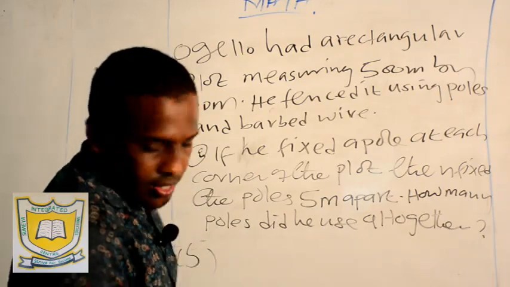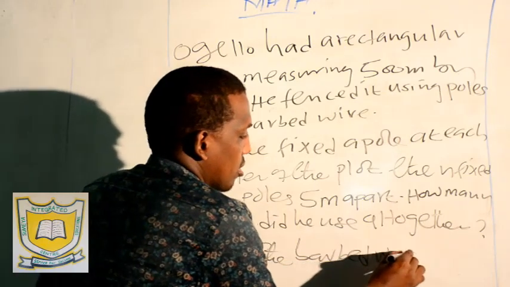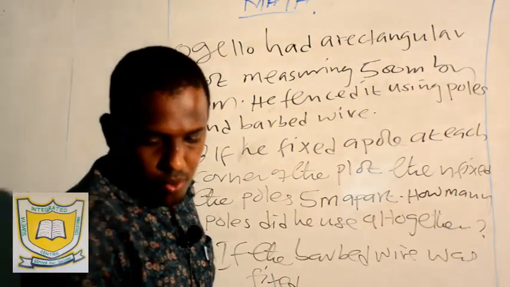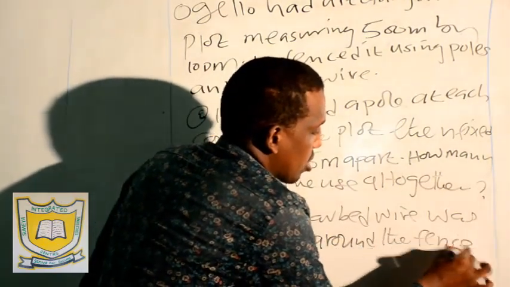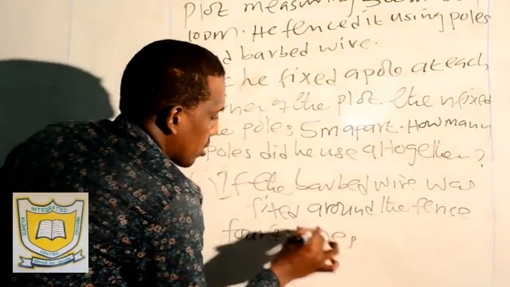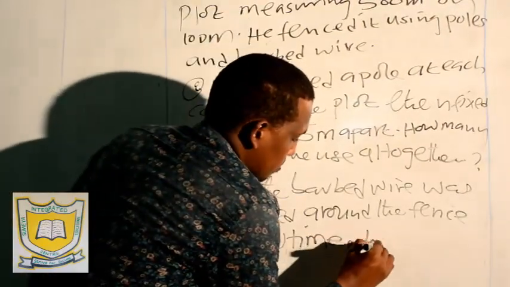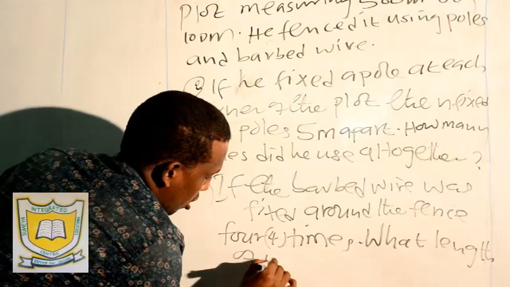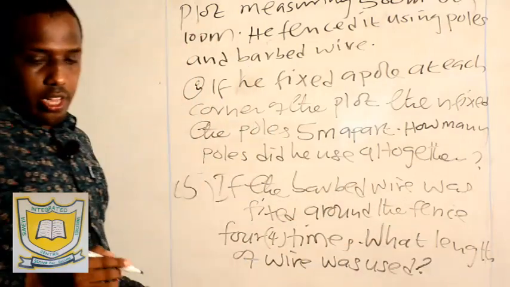Question B: If the piped wire was fixed around the fence 4 times, what length of wire was used?